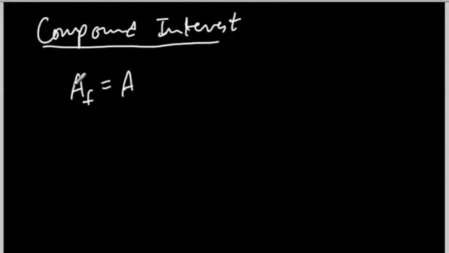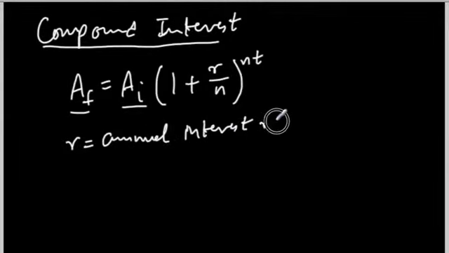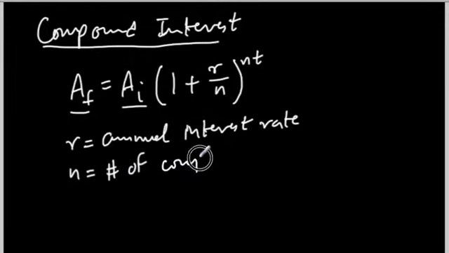So AF stands for the final amount, AI stands for the initial amount, and it's going to be 1 plus R over N to the power of NT. So AF is final, AI is initial, so that's known. R here is the annual interest rate. So in other words, they'll say, you know, the bank pays out, say, 3% per year. N is the number of compounding periods per year. I'll explain what that means in a second.